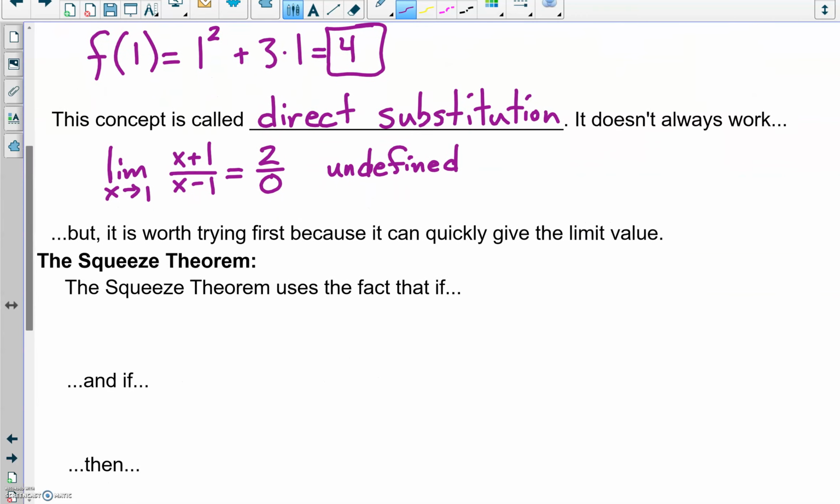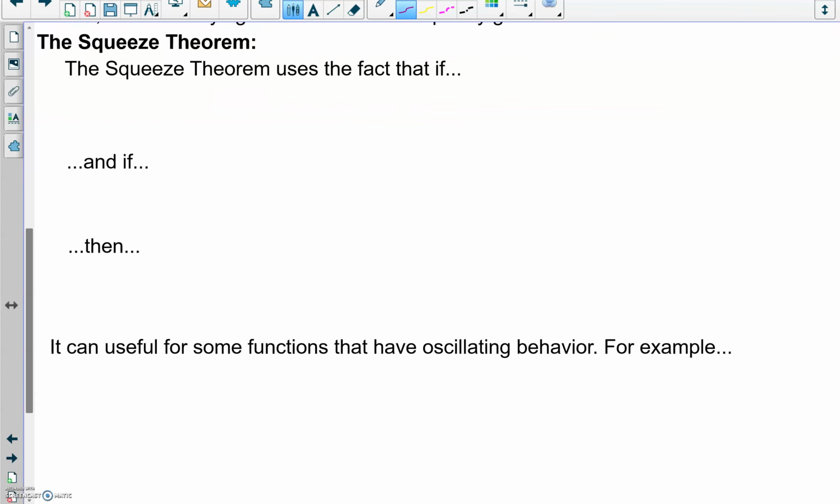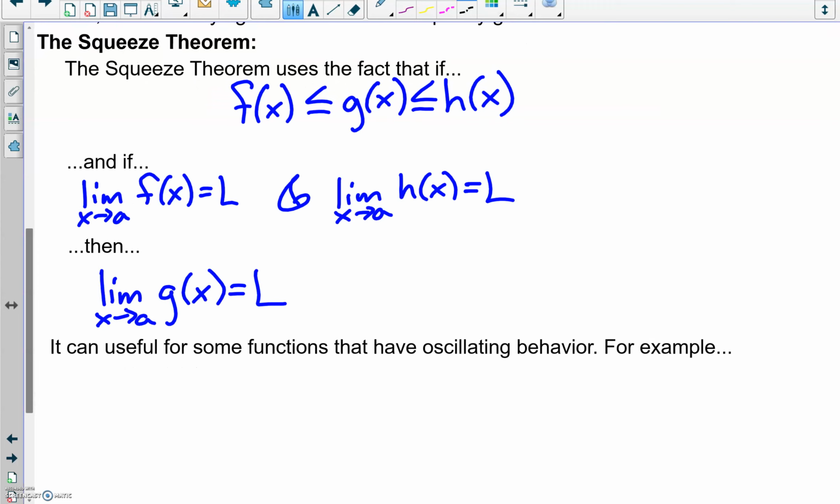Okay, so let's take a look then at the squeeze theorem. See what this is all about. What the squeeze theorem says is that if you have this compound inequality where you have the f of x function being less than the g of x function and the g of x function being less than the h of x function, so basically the g of x in between the f of x and h of x, and if the limit of f of x equals a value and the h of x limit is that same value, it forces the middle g of x to have the same limit value.